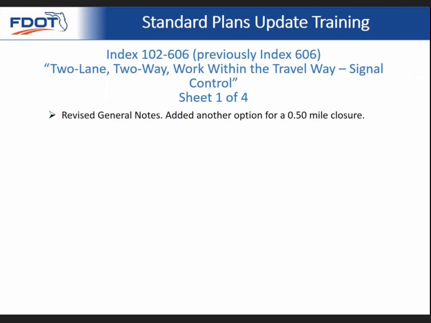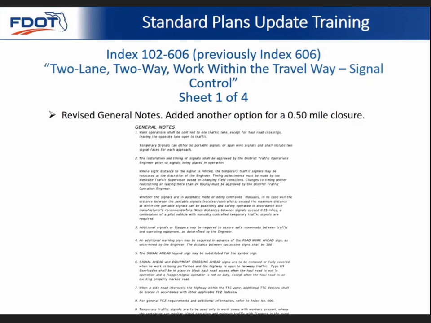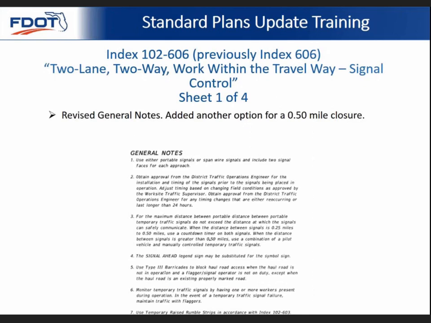Index 102-606. This was previously Index 606. Two-lane, two-way, work within the travelway, signal control. The general notes have been revised, and we added another option for having a half-mile closure. So you can see here what notes have been eliminated. And this is what the general notes look like now.